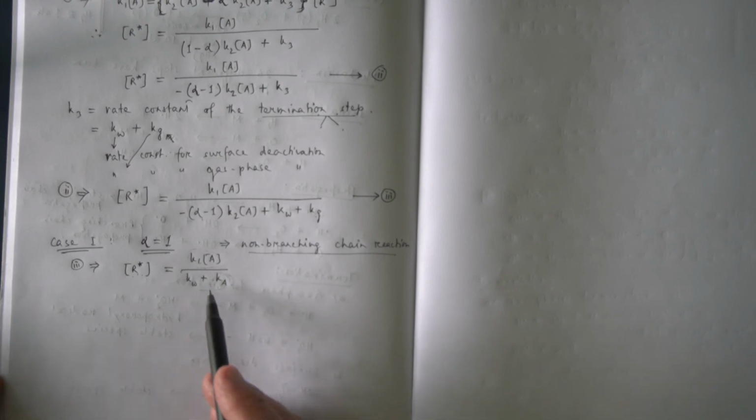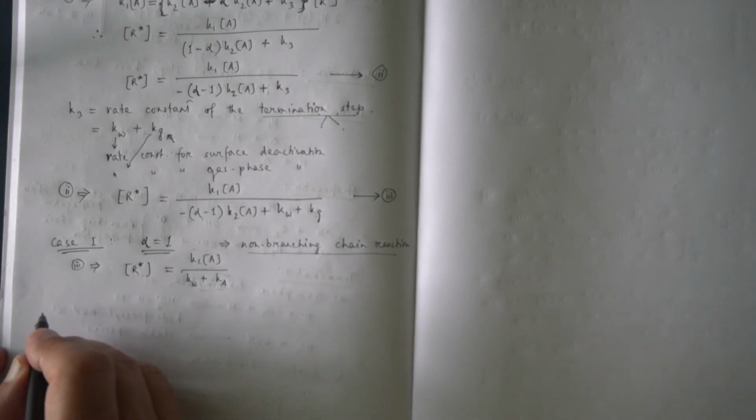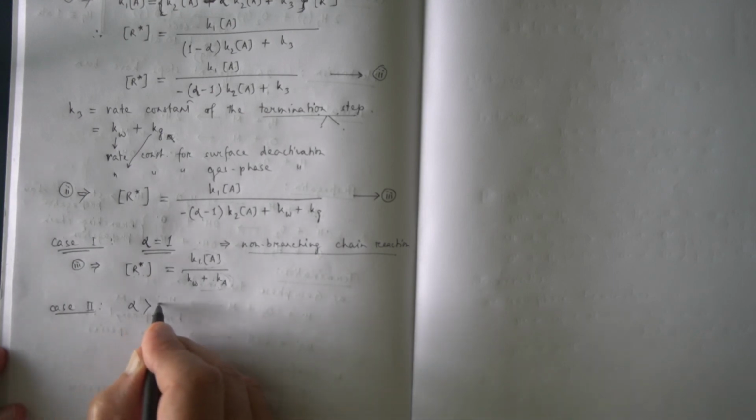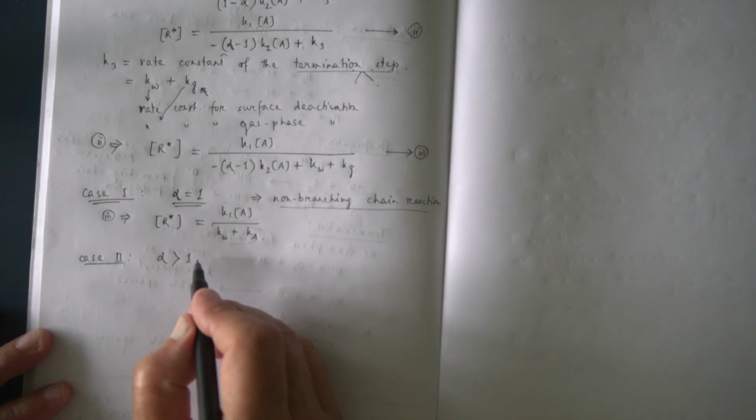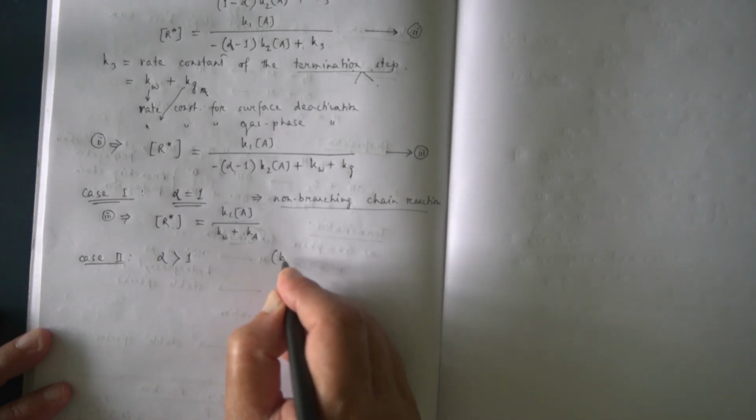Now case 2. Say alpha is greater than 1. We know alpha greater than 1 means it is a branching chain reaction.